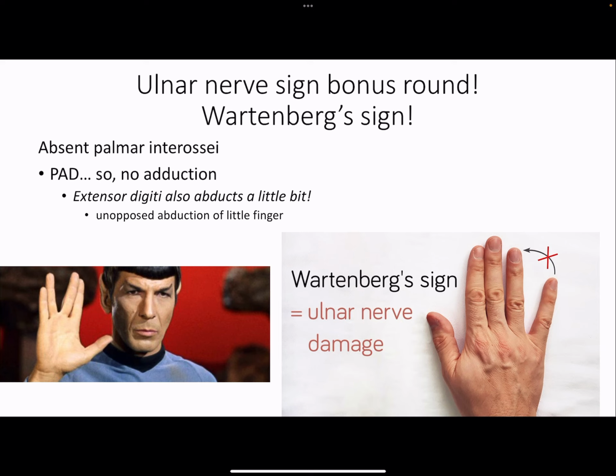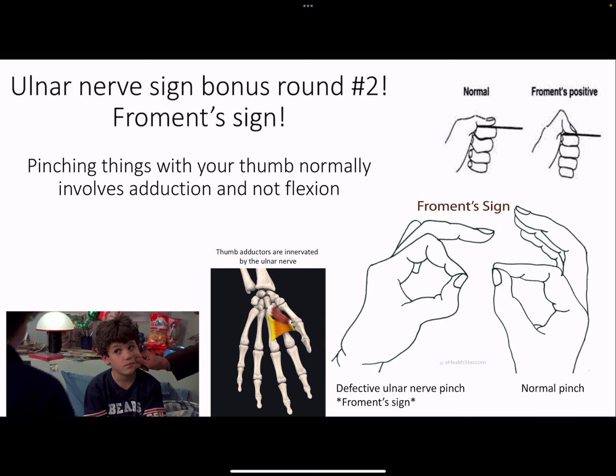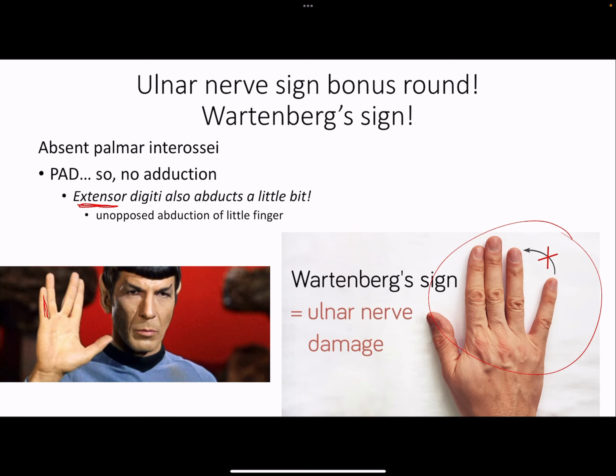Also, there's the extensor digiti minimi. Yes, it mainly extends, as indicated in the name extensor, but it also abducts a little bit. And if I don't have the palmar interossei to adduct, and I don't have the abductor because I don't have the ulnar nerve to the pinky in general, that means there's going to be a teeny little bit of abduction of the little finger, and it looks like this. And this is called Wartenberg sign. So it's not really the Spock thing, because it really should just be this pinky, not this other one.